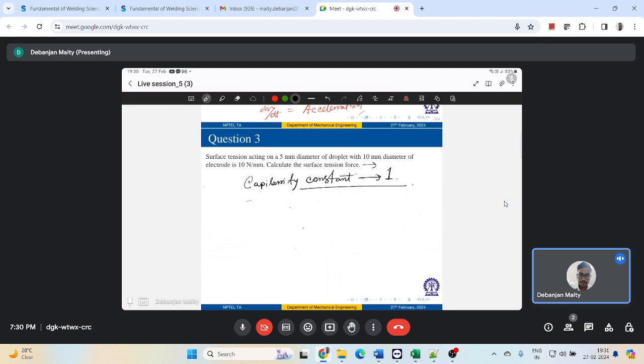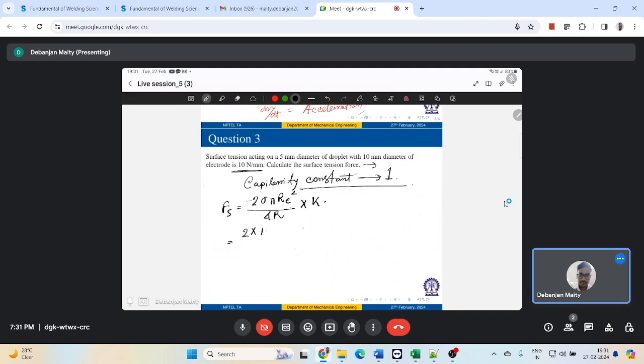So what is happening? Here my electrode and droplet are different, right? I know that the surface tension force is 2 sigma pi r e square by 4r, that into my capillary constant, right? Sigma is my surface tension force, which is given as 10 Newton per mm.